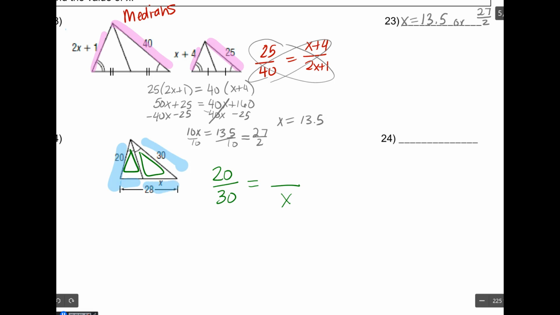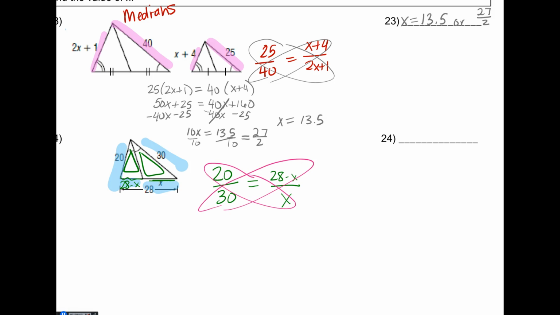28 minus x. Exactly. How did you figure that out? Well, if this length is x and together they equal 28, you take 28 minus x, and that'll be the length. Okay, once we have that, the hardest part is setting up the ratio. Once we have this, we can just cross multiply.